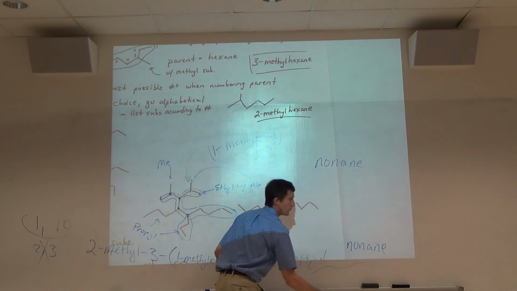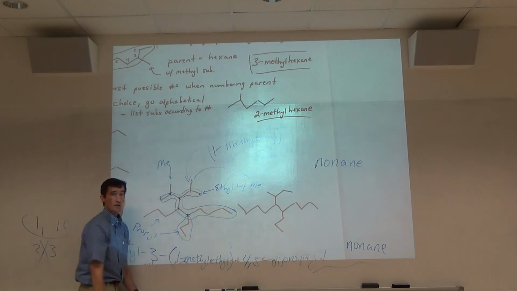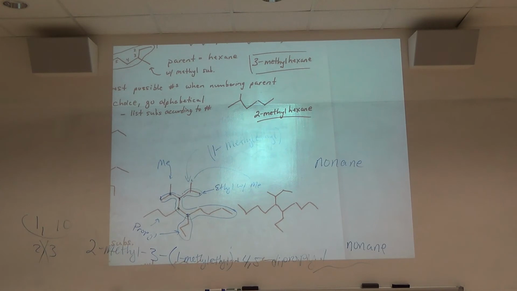4,5-dipropyl. That's all one word, okay? 4,5-dipropyl, no name. But this thing in parentheses is a complex sub. Not that complex though, okay? There are common names for some complex subs.